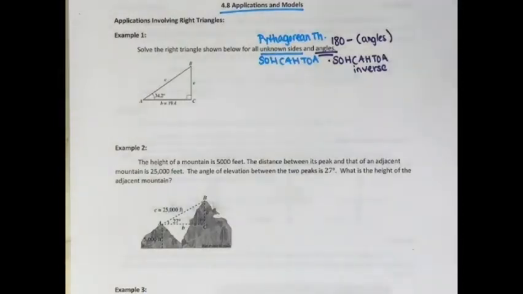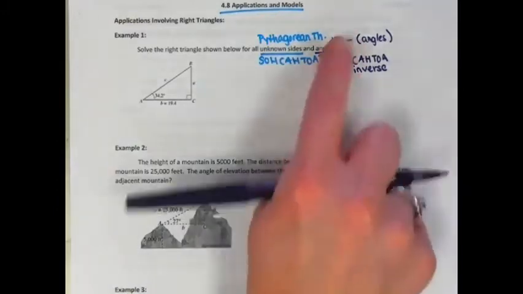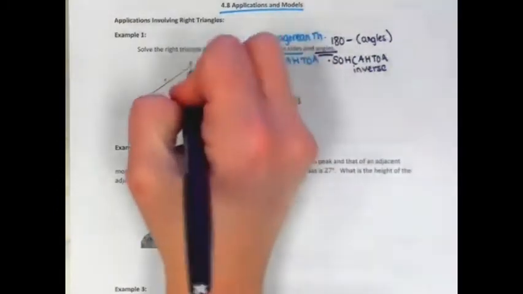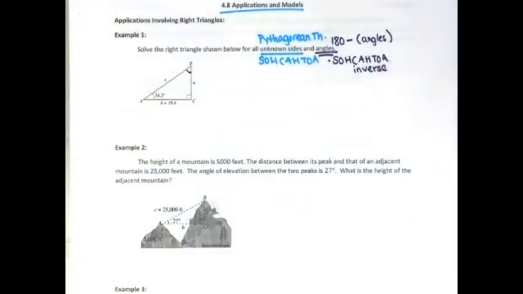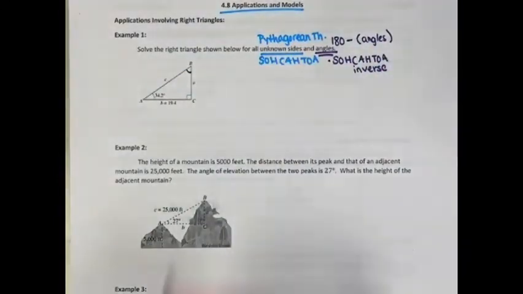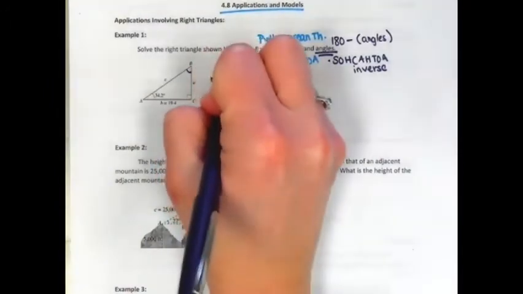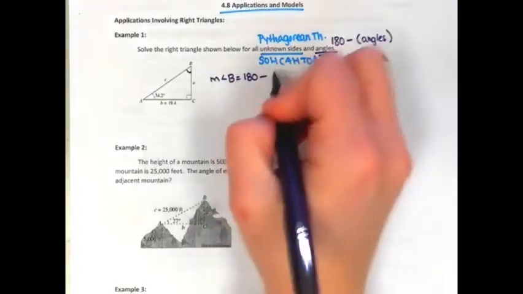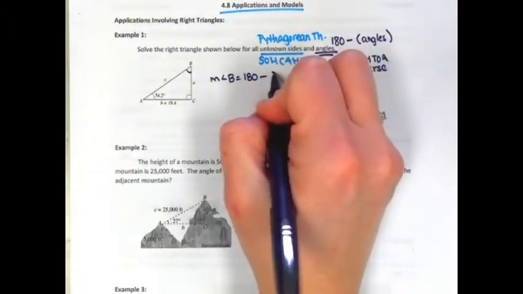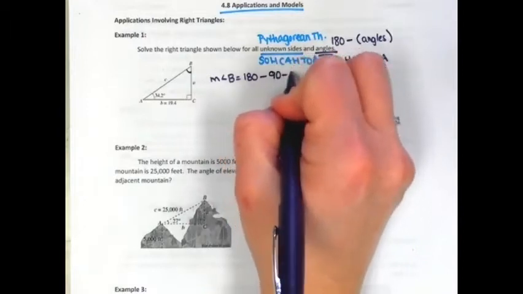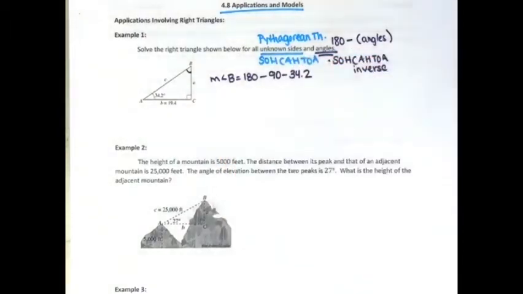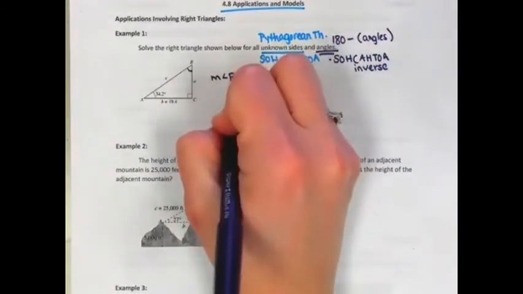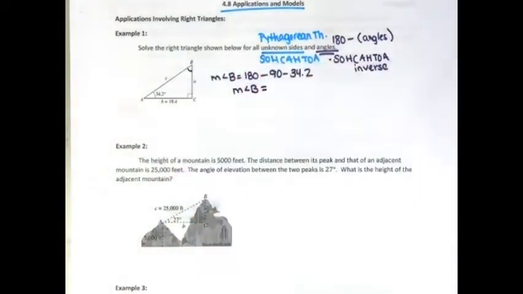All right. So looking at this, if I want to use SOHCAHTOA, I have to have 2 side lengths, right? For me to use the 180 minus whatever the angles are, I'd have to have 2 of the angle measures, right? So let's do angles first in this case. Am I going to use SOHCAHTOA to find the missing angle B, or can I use the 180 minus the angles? So the measure of angle B is going to be 180 minus, what's my 2 angles? Okay, 124, or could I just do 90 minus 34.2? Yeah. Okay. So the measure of angle B is equal to what?